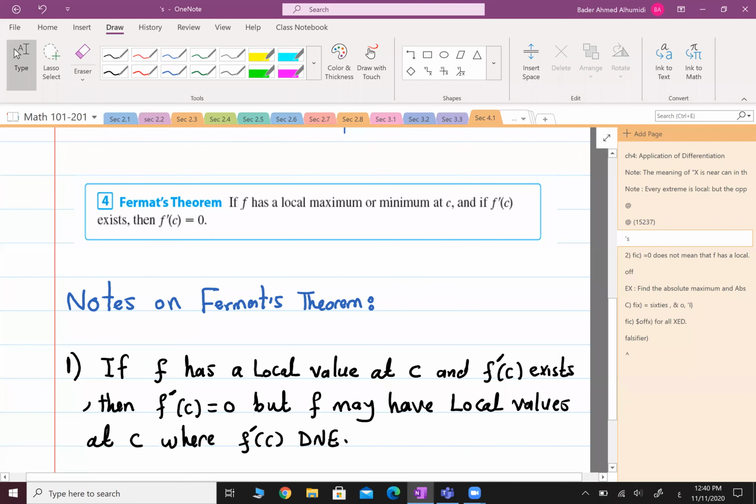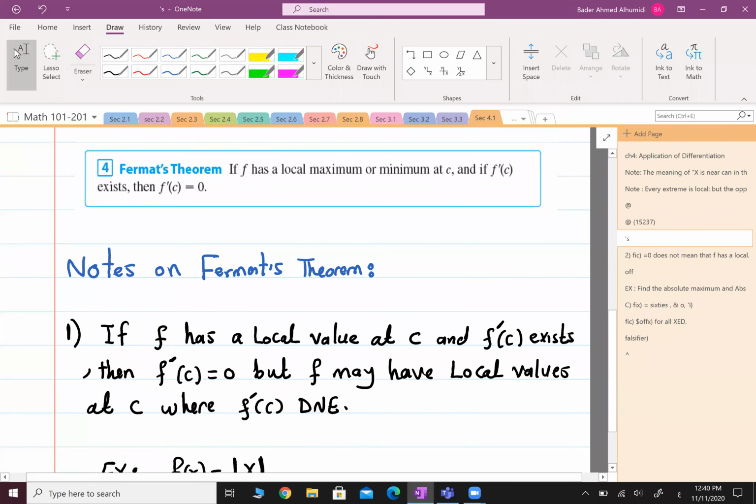Now a new step. This theorem is also important, it is called Fermat's theorem. What does it say? Now you are searching for the local maximum, right? And the local minimum. I cannot tell you where they are, but I can tell you something that will help. If the function f has a local maximum or minimum at c, and notice this is a very important sentence, and f prime of c exists, meaning the derivative there, the function is differentiable, then for sure the derivative there will be what? The derivative there will be zero.